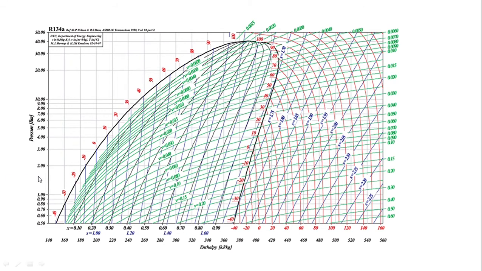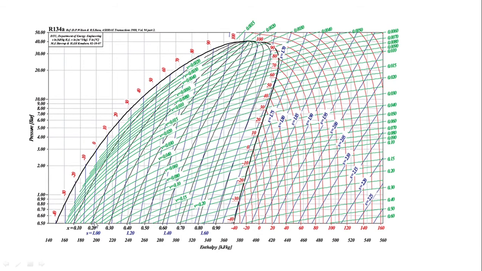Okay, the region in between is the wet region. Wet region means what? It has a mixture of liquid and vapor. If it is 50% liquid and 50% vapor, then that line goes through the center. You can see the dryness fraction 0.5 line, and 0.5 means 50% vapor, 50% liquid.